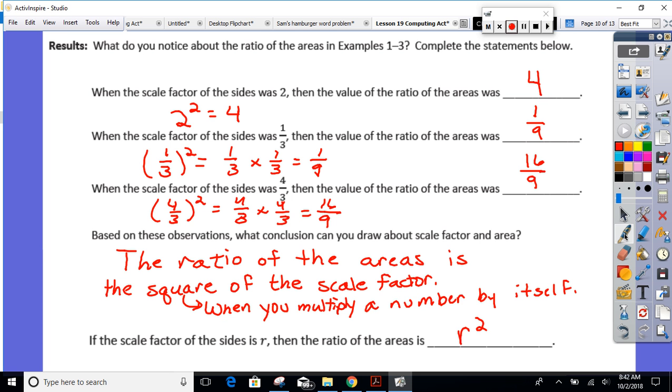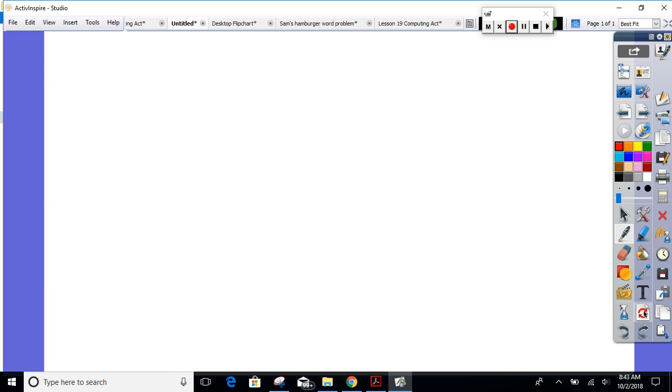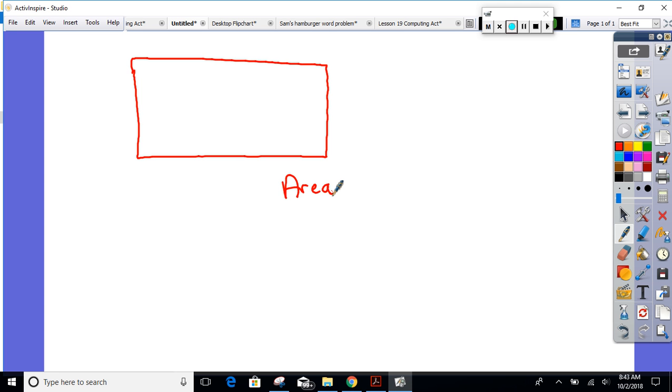Okay, so think about this. Suppose you have a rectangle, and the rectangle has an area of 12 square meters. Maybe I should actually draw this. This might make more sense. Let me draw it. Okay, so say we have a rectangle. We don't know what the lengths of the sides of this rectangle are, but the rectangle's area is 12 square meters. If we were to enlarge the rectangle by a scale factor of 3, what would be the area of the new rectangle?